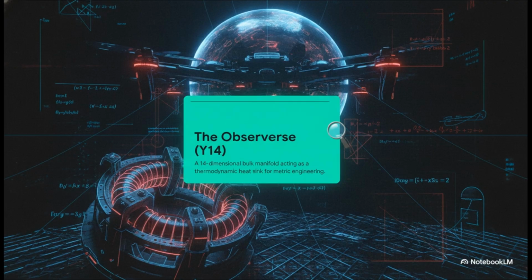This framework proves we don't just live in a boring old four-dimensional space-time. We're actually on a holographic boundary screen of a massive 14-dimensional manifold called the observers. The math dictates that these 10 extra unseen transverse dimensions function as a macroscopic thermodynamic heatsink. Think of it like a giant, invisible, multi-dimensional chimney.